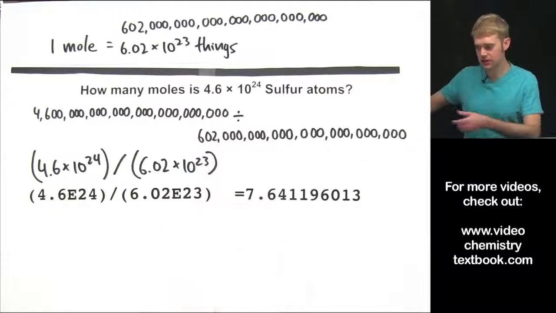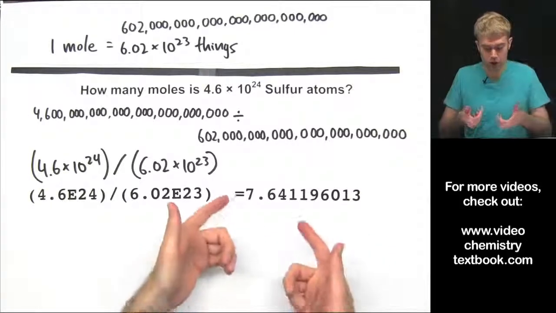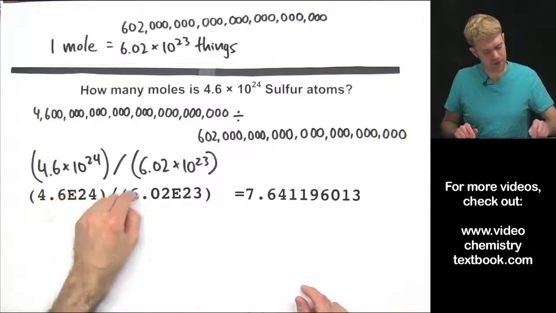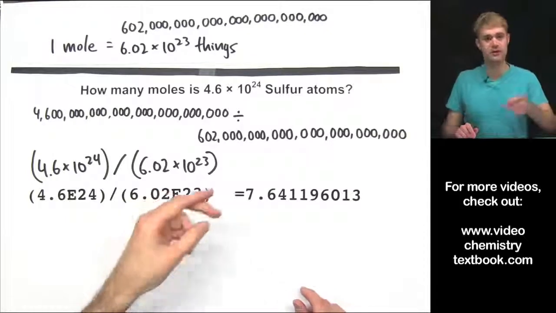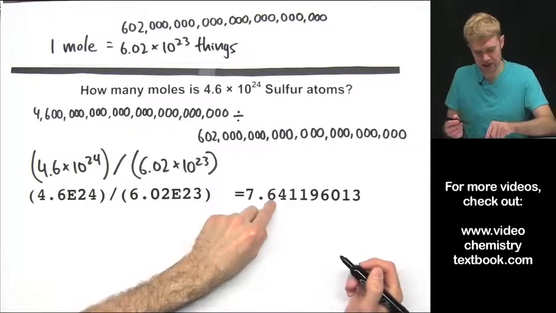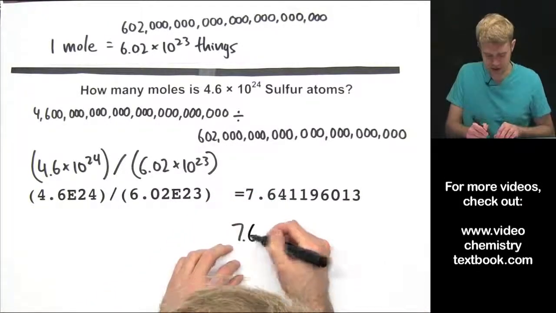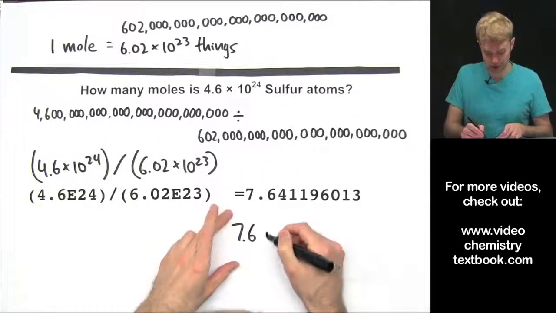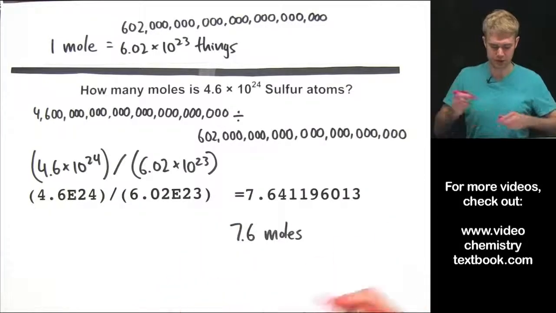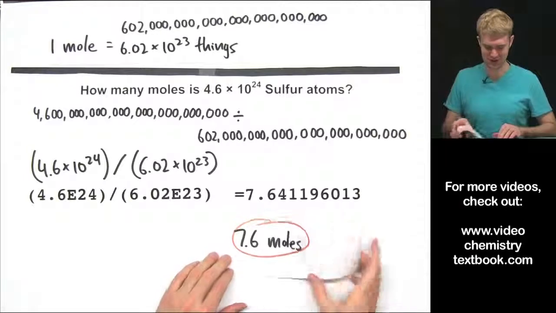Now, it's not in scientific notation, so we don't have to worry about that, but we are going to want to round this with significant figures. There are 2 significant figures here, 3 significant figures here, so we're going to round this to 2 significant figures. We're going to take the 7 and the 6, look next door to figure out whether we round up or keep it the same. It's a 4, so we keep it the same. And we're solving here for moles. It's going to be 7.6 moles of sulfur atoms in this super huge number of sulfur atoms.